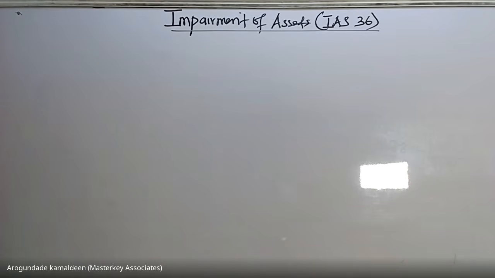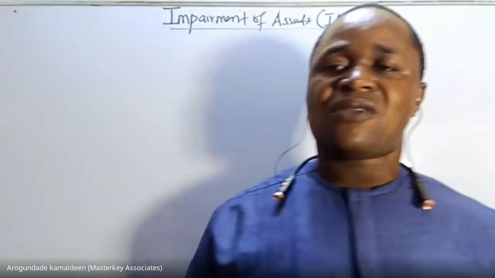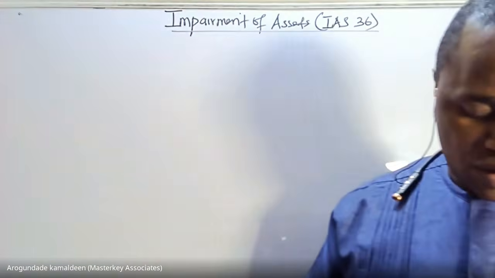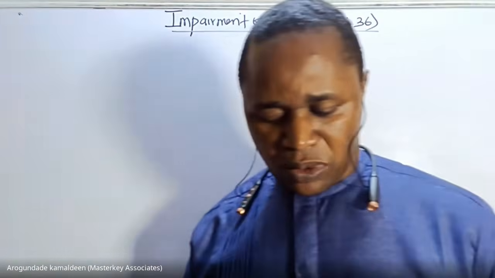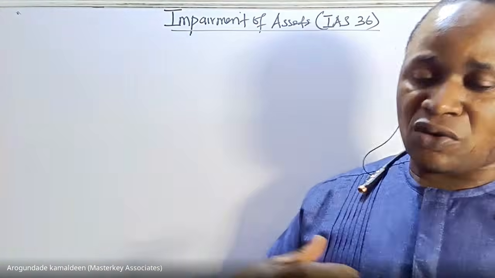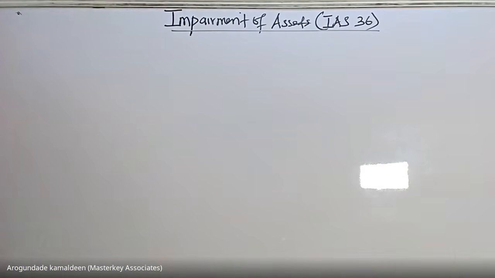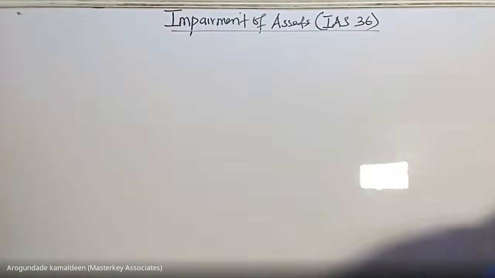As I was saying, we don't want to carry any asset above the recoverable value. Therefore, IAS 36 prescribes for us, number 1, the method of measuring the impairment. Number 2, recognition of impairment, that is, how do we recognize an impairment in the account? 3, the presentation of impairment in the financial statement. So that is the objective of the standard.